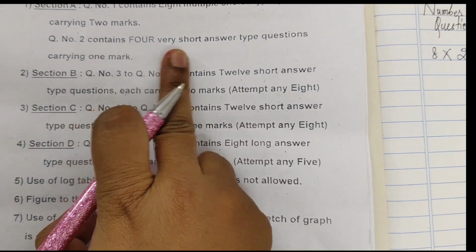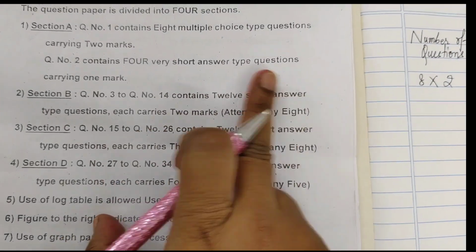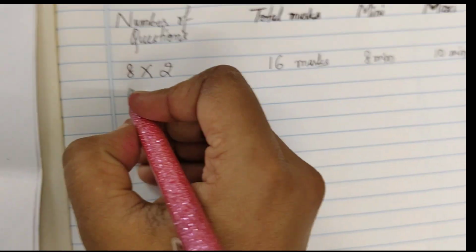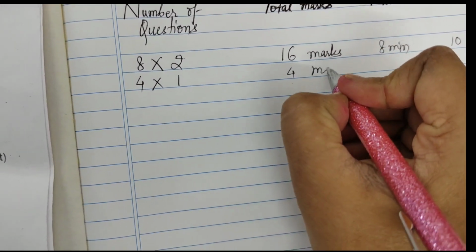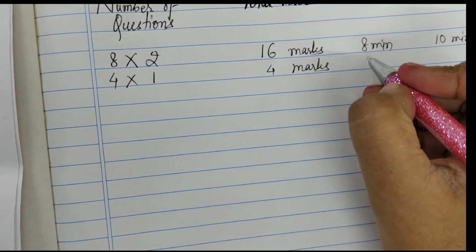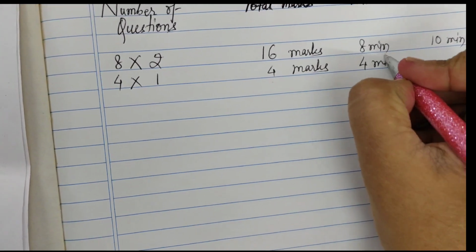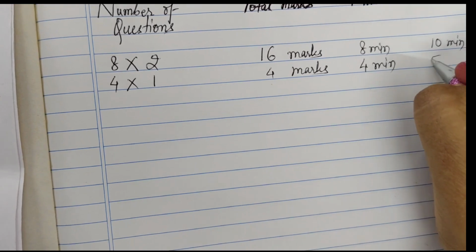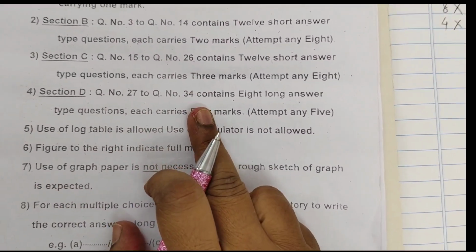Okay, now 4 questions here, very short answer type questions which carry 1 mark. So 4 into 1, here 4 marks you are going to score, and minimum 4 minutes you will take, maximum 5 minutes. Then now the length is increased.